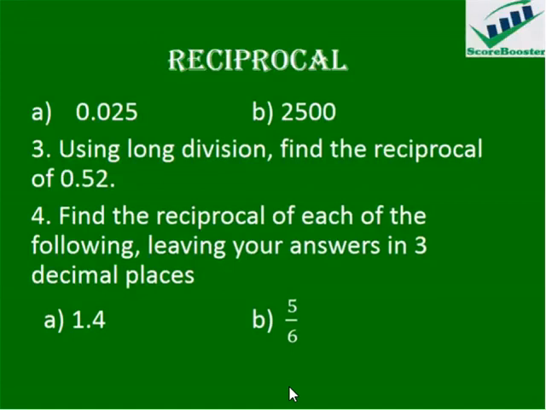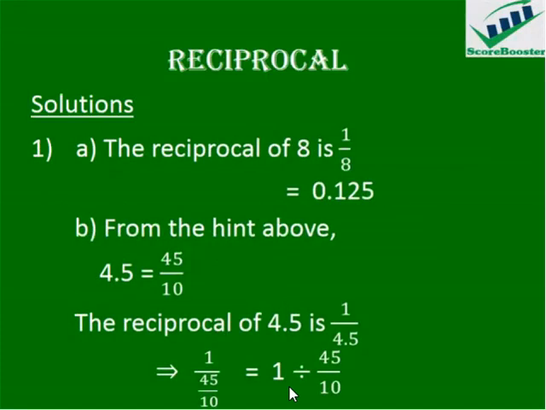So using long division, you know what long division is? We have to find the reciprocal of 0.5. So long division means we will not use calculator. You show your workings how you obtain the reciprocal of 0.52. So we are also to find the reciprocal of these two numbers, leaving your answers in 3 decimal places. So this is when you need your knowledge of how to reduce numbers to decimal places or significant figures. So now we move to the solutions of these examples.